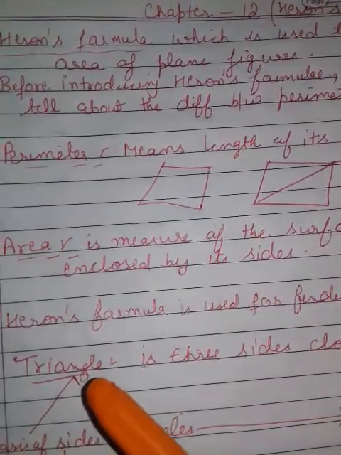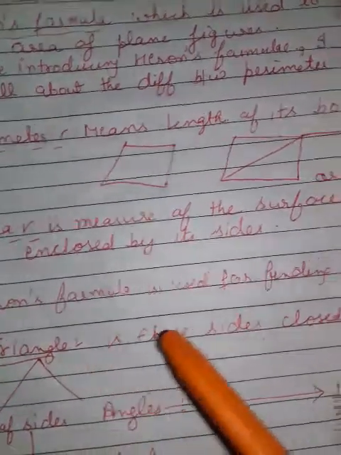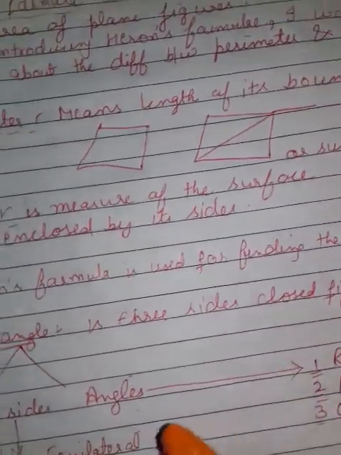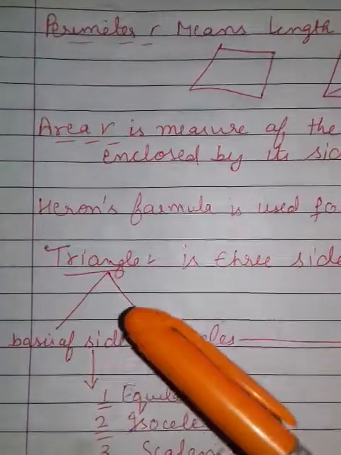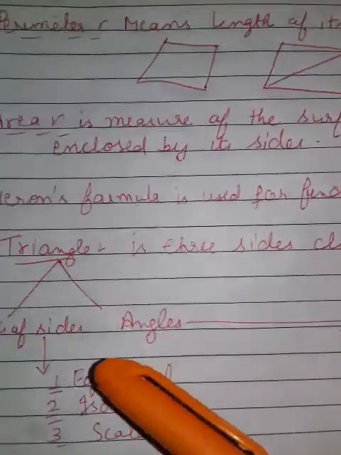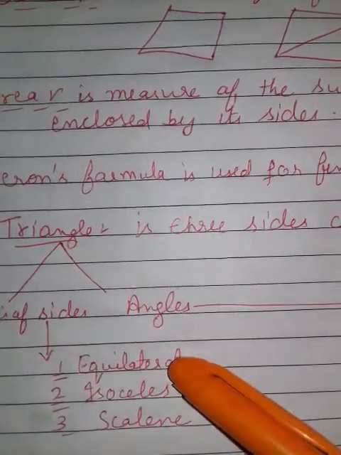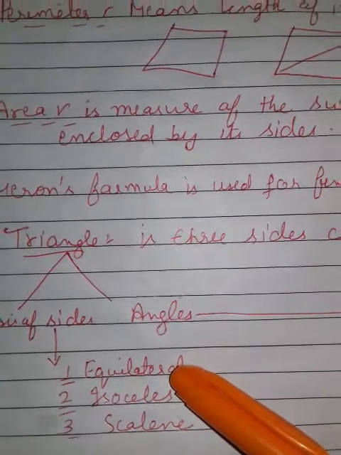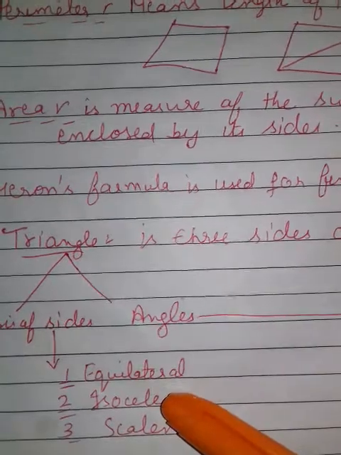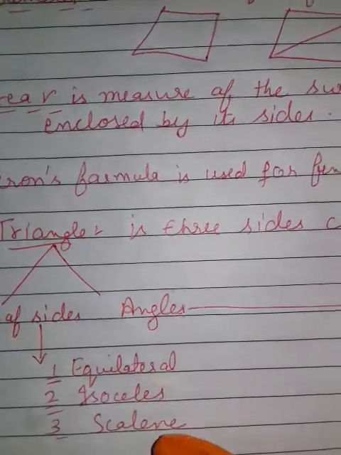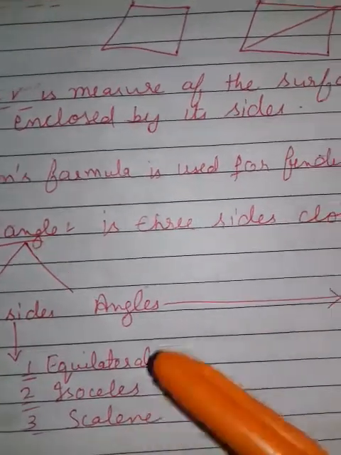Firstly I am telling about the triangle. A triangle is a three-sided closed figure. It is classified in two ways: firstly on the basis of sides, second on the basis of angles. On the basis of sides, when all three sides of the triangle are equal, it is an equilateral triangle. When two sides are equal, it is isosceles. When all sides are different, it is a scalene triangle.